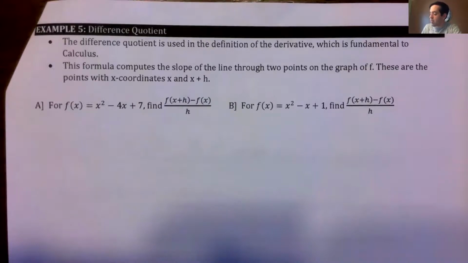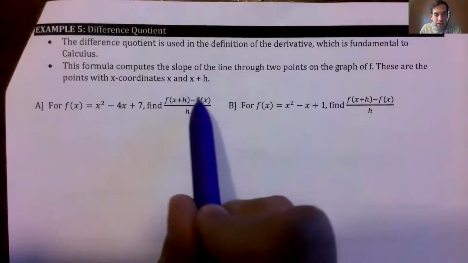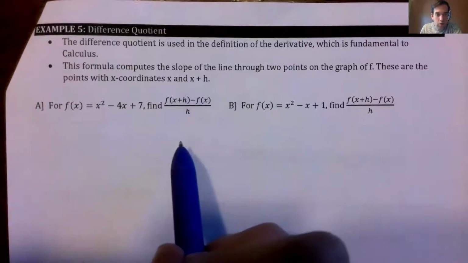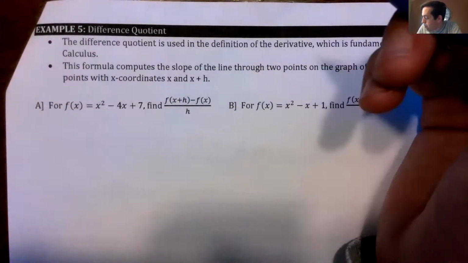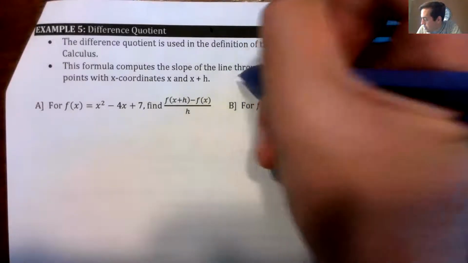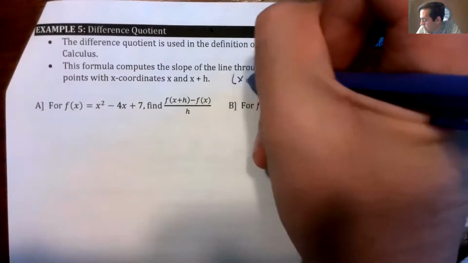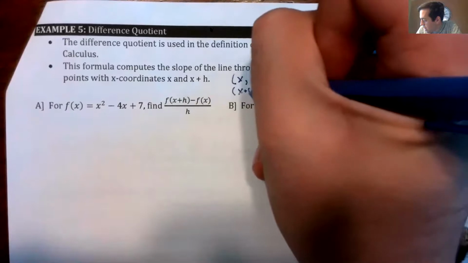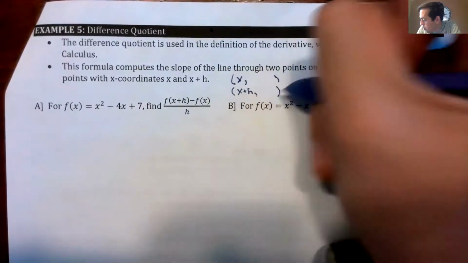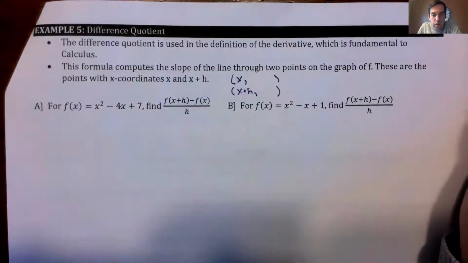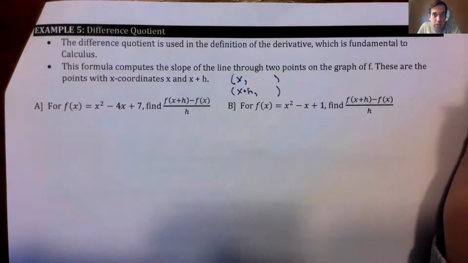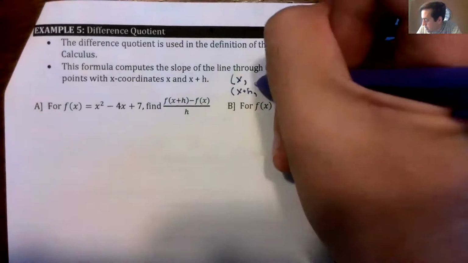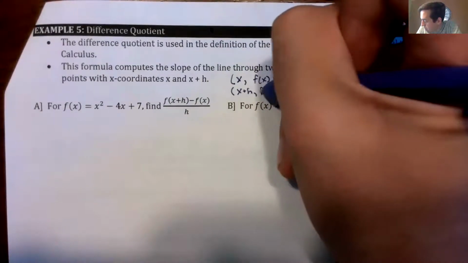So if you want to think about what this fraction actually is, before we actually try to solve it, think about if we have 2 points and their x values are x and x plus h. We don't know their y values, so we're just going to use function notation to represent their y values. So it's going to be f of x and f of x plus h.